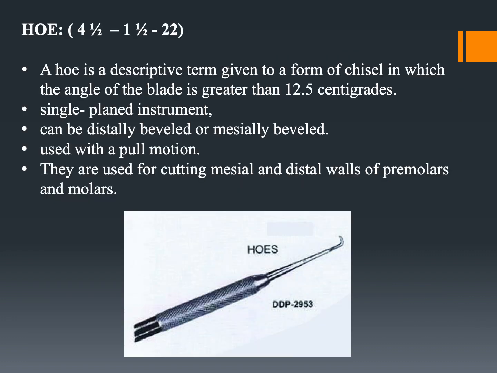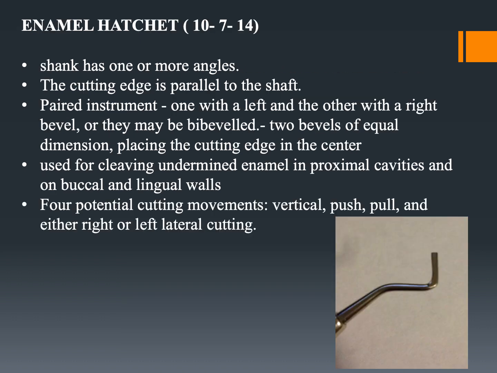Then comes the hoe. The hoe is again a form of a chisel in which the angle of the blade is greater than 12.5 centigrade. It is a single plane instrument and it has only pull motion. You cannot use it in push and pull. It has only one cutting edge, so it is only a pull motion.